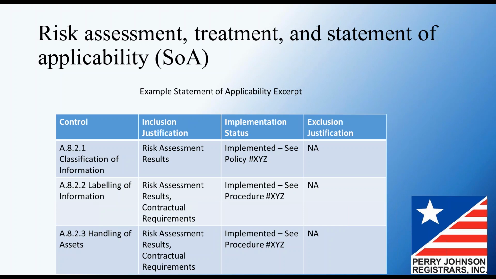The implementation status column. So for this first control, we see it has been implemented and it refers to policy XYZ. So practically, that would mean we have a policy that outlines what our information classification levels are and what's required to be done with the different levels of information classifications. And this is how we do it.